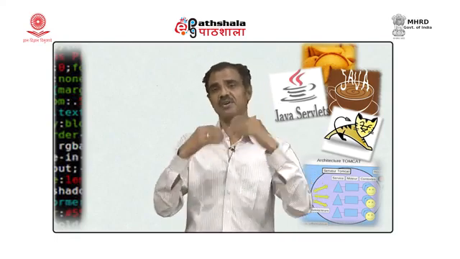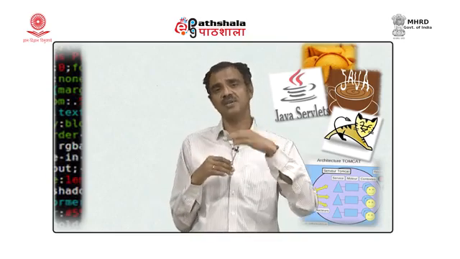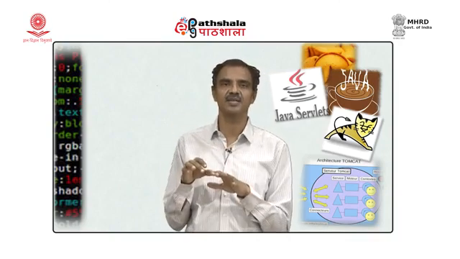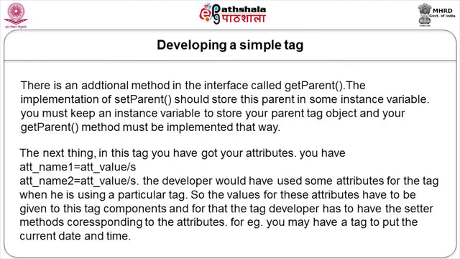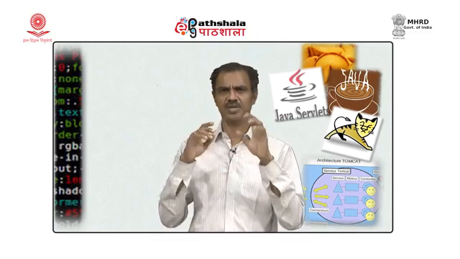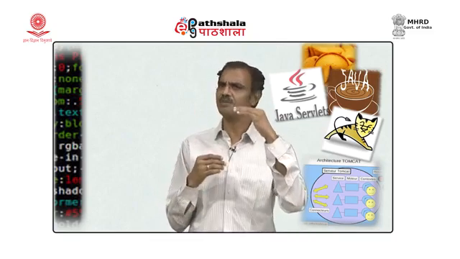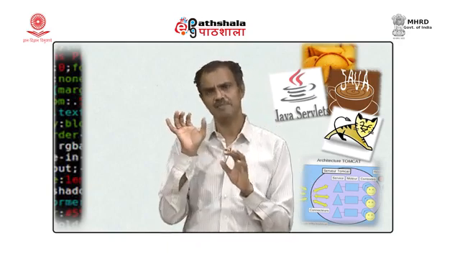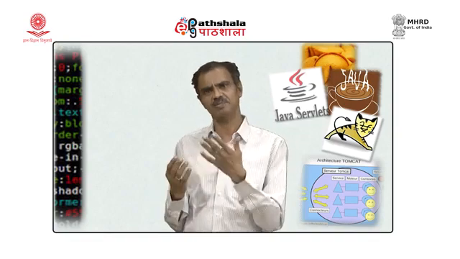So, tags have a hierarchy. If there is a parent tag, set parent would be invoked and the parent tag object would be made available to this tag. Now, one more thing here, there is an additional method in the interface called get parent. The implementation of set parent should actually store this in some instance variable. When you write your implementation, you must keep an instance variable to store your parent tag object, and your get parent method must be implemented that way.